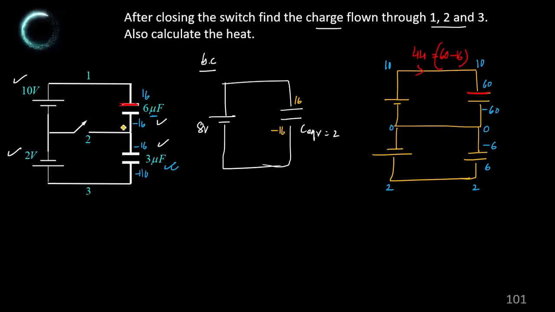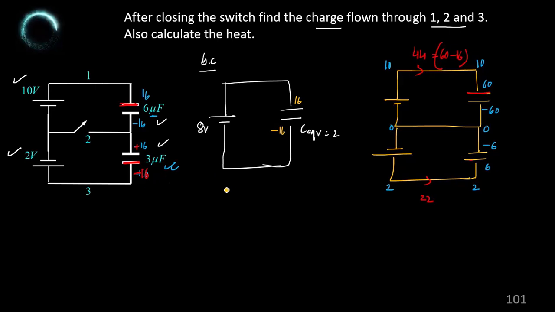Now, come to this point. So here, initially the charge is minus 16. Here the charge is plus 16 and here is minus 16. Because it is connected to the negative side of the battery, so it should be minus 16. So initially the charge on the lowermost plate is minus 16. Now the charge is plus 6. So that means total charge that flown through this line is 22. Why 22? Because minus 16 was the initial charge.